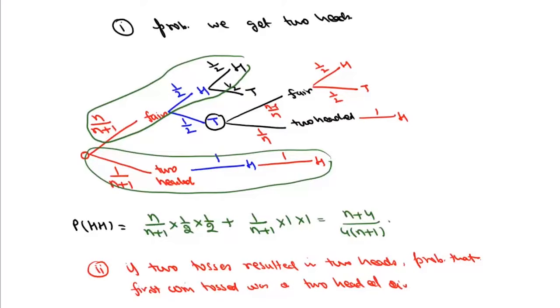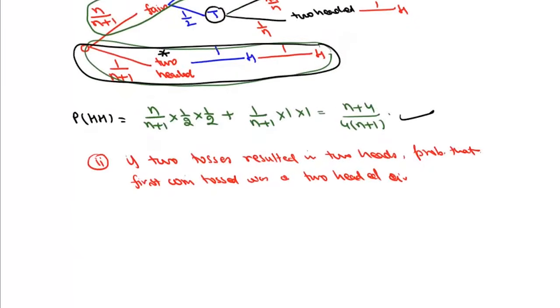So that means we are talking about this case. If it is Bayes theorem, we'll take this case in the numerator and this total probability in the denominator. In this case, we have to find the probability that it was a two-headed coin provided it resulted in two heads. So we'll take this case in the numerator. So it will be 1 upon n plus 1 into 1 into 1 upon this total probability, this into this into this plus this into this into this.